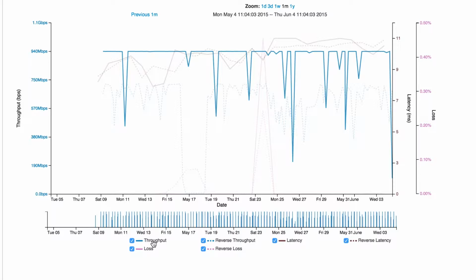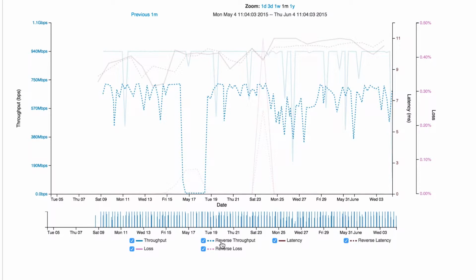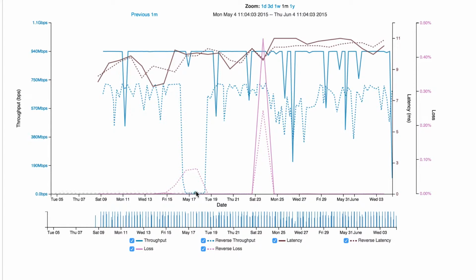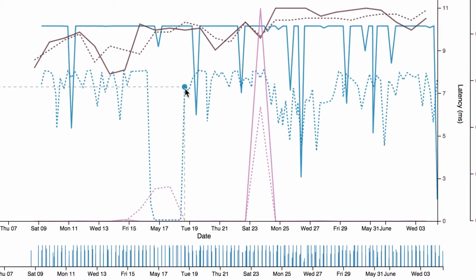You can hover above any particular line to see it in isolation. So that's the throughput in one direction, that's the throughput in the other direction, and you can see clearly in this case that there was a big problem right around May 17th that lasted for a couple days. That problem was associated with a spike in packet loss, and then clearly the problem got resolved after a day and a half. So you can see the values.